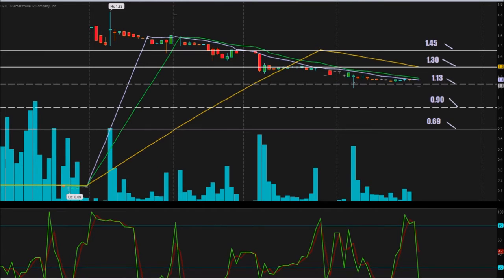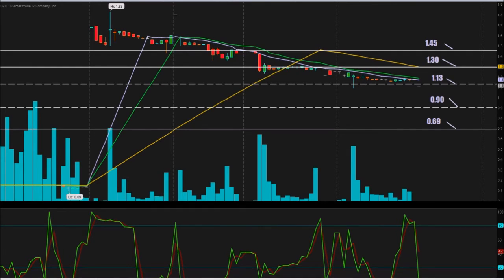So ideally, the best case scenario for now is we channel between $1.13 and $1.30, and then get enough bullish pressure to break up, and then channel between $1.30 and $1.45, and then we can break $1.45, we can go for that test of $1.83 once again.